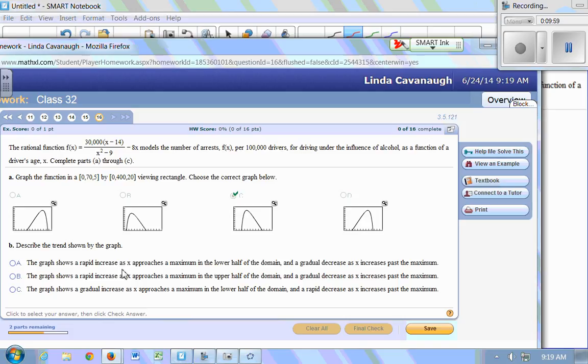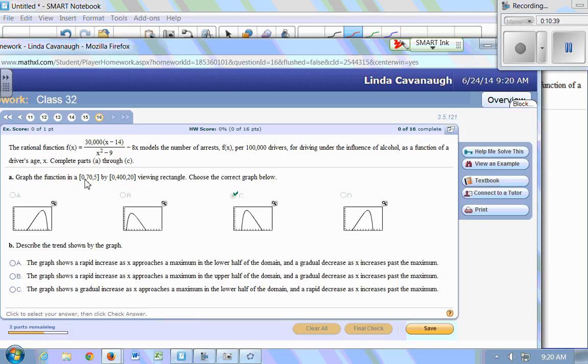Okay, so the graph shows a rapid increase as x approaches a maximum in the lower half of the domain. The domain is all the x values that you can plug into this function, which means we have to take the context into account. So x is driver's age. The lowest a driver's age can be depends on the state, but I think it's like 15, and then the oldest is however old a person can drive till or live till.